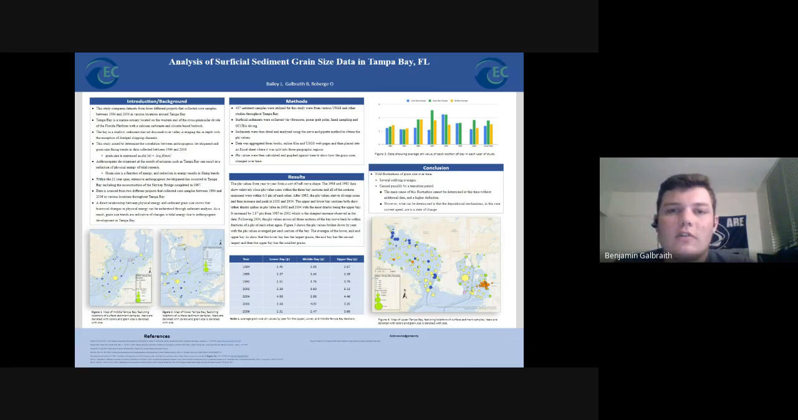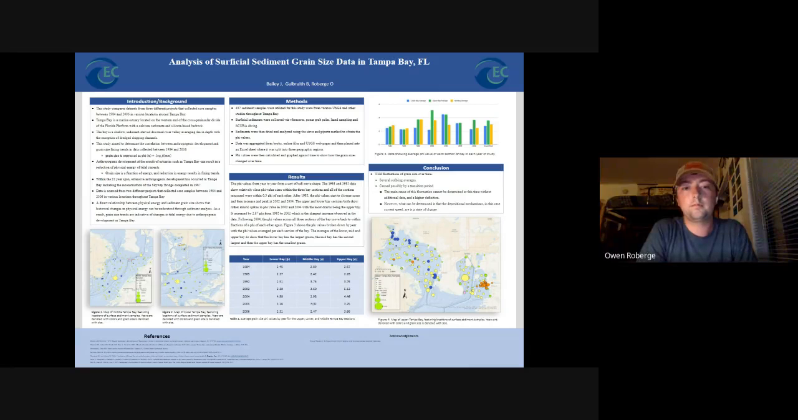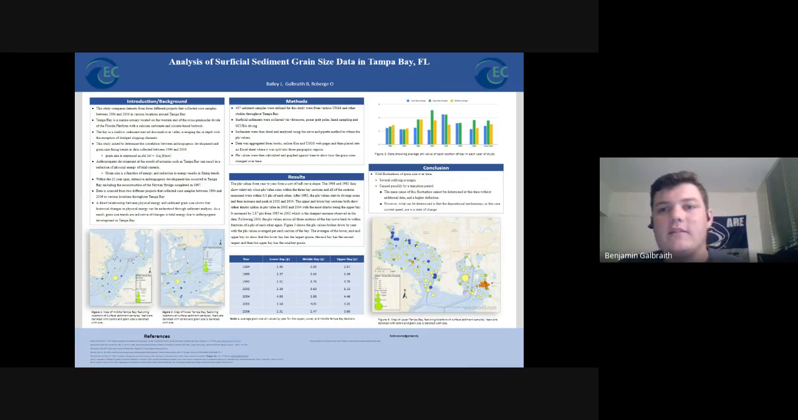Cool. So now I'm going to talk a little bit about methodology and some of the results that we found. Overall, we took 437 sediment samples from, as Owen said, 3 different studies, some from the USGS, others from Dr. Brooks here at Eckerd College. These surficial sediments were collected via vibrocore, ponar grab poles, hand sampling, and scuba diving. In the vibrocores, we took the topmost layer and studied that versus the entire core. The sediments were then dried and analyzed using the sieve and pipette method to obtain the phi values.